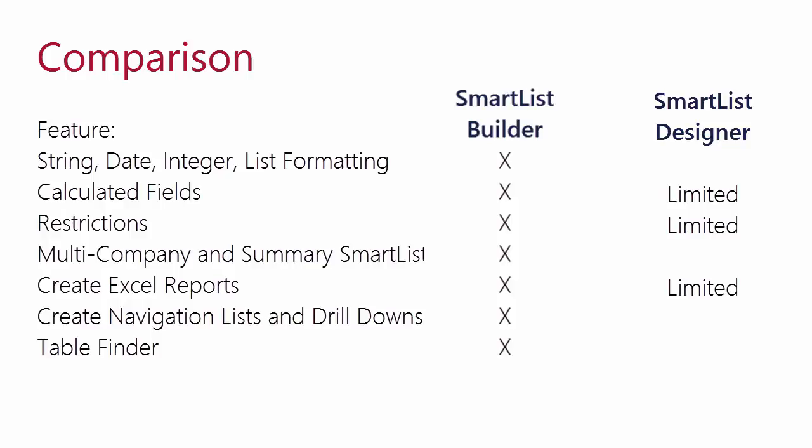Creating Excel reports is available in both, but again is limited in SmartList Designer as to how you can create that Excel report and what you can add. Creating navigation lists and drill downs is a function only available in SmartList Builder. The last feature there is Table Finder, which is only available in SmartList Builder, and that is available to help you find the tables you need to build your new smart list, so it can be very helpful when trying to figure out where your data is stored.